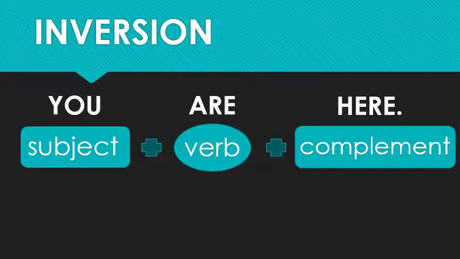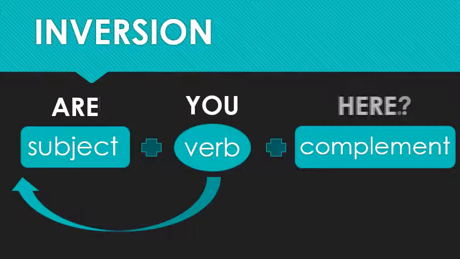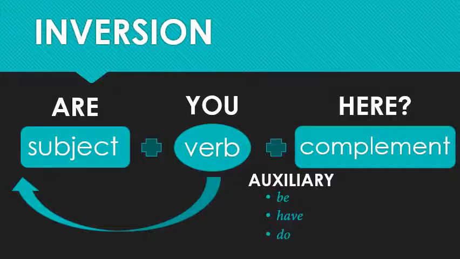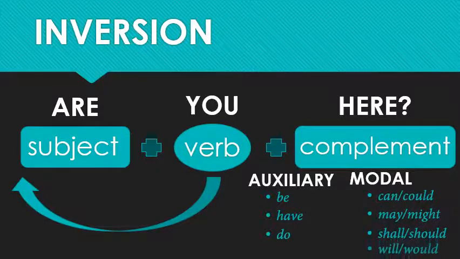In order to convert that statement into a question in English, you switch or invert the subject and the verb so that the verb comes first. The question now reads, are you here? The most important thing to keep in mind about inversion is that only certain verbs can do it. Those are the auxiliary verbs, the helping verbs, and they include be, have, and do. A major subset of auxiliaries are also the modals, which include can, could, may, might, shall, should, will, and would.